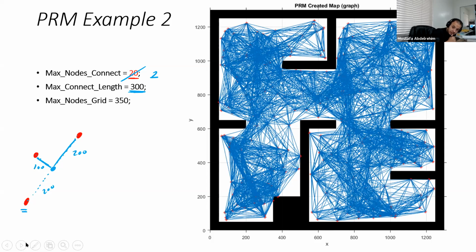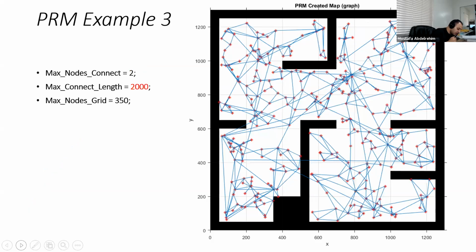So let's quickly see. Question: how would it differentiate between the distance of 200 between those 2 nodes? Which one to connect to? Yeah, it's up to you, because both have the same distance. It doesn't matter. Okay, now we go back to the original one, 2 and 350 here. But now the maximum connect length is 2000.